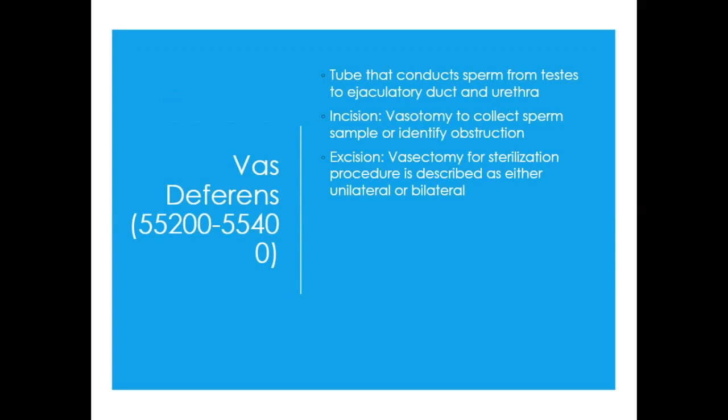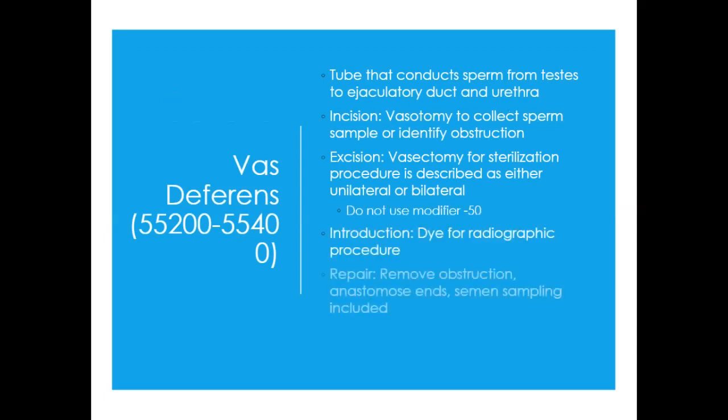Vas deferens. A tube that conducts sperm from the testes to the ejaculatory duct and urethra. The incision, vasotomy, is to collect a sperm sample or identify obstruction. Excision is a vasectomy, a sterilization procedure, described as either unilateral or bilateral. You do not use a modifier 50 here.